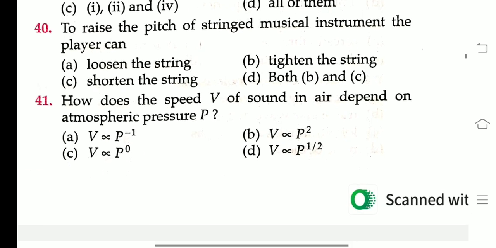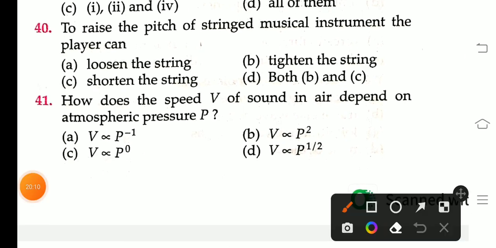Next, how does the speed v of sound in air depend on atmospheric pressure P? Right answer option C. V versus P0.